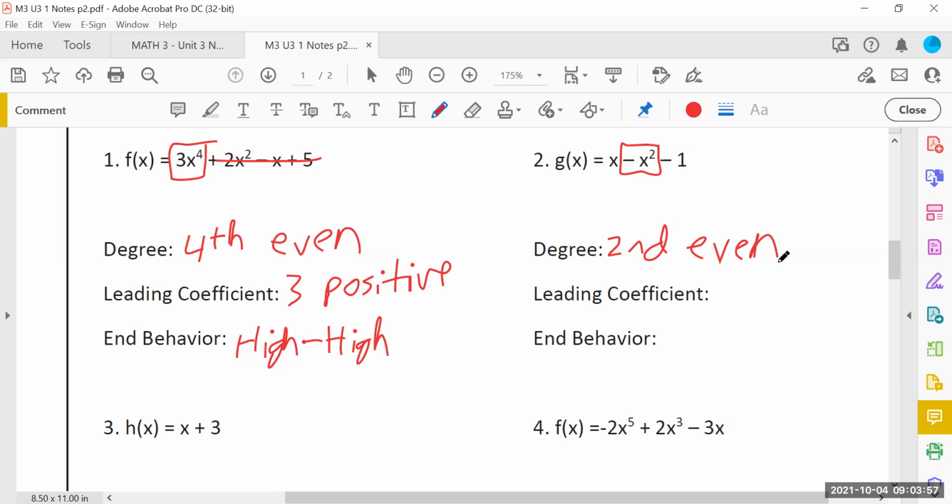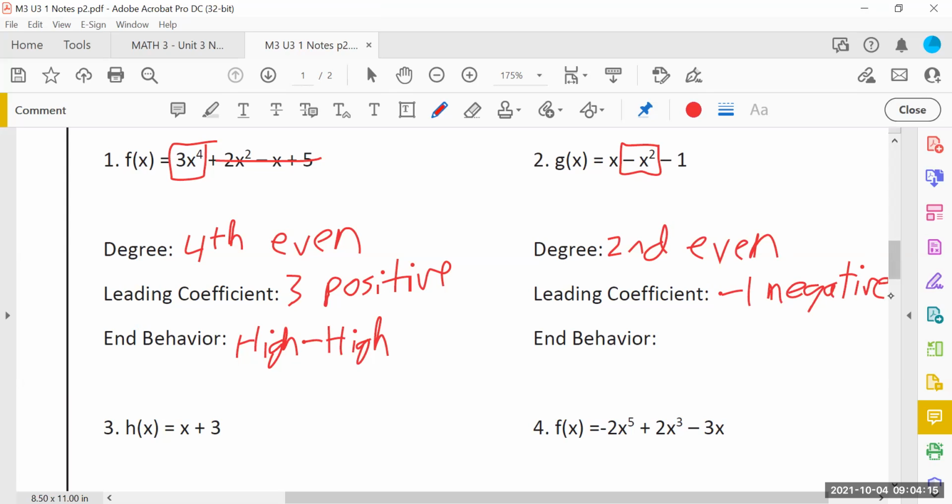Leading coefficient. What's the leading? Okay, this one's a little tricky. What's the leading coefficient of this one? -1, right? Don't forget, if you put negative, you'll be fine, but really it's -1. And again, that means negative. That's the important piece here.